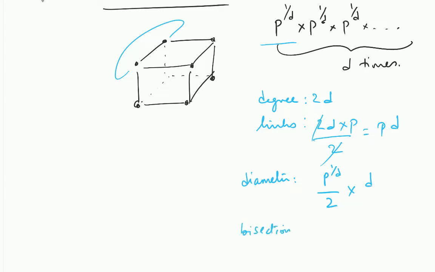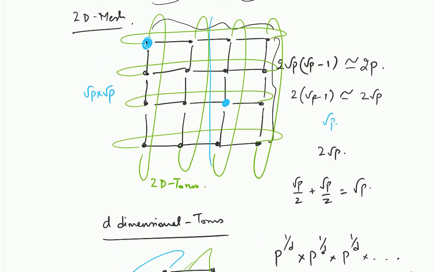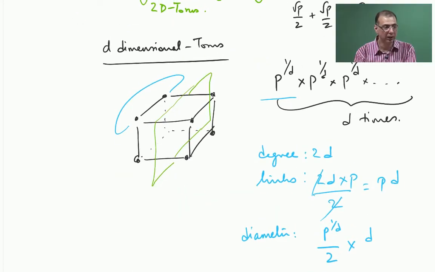And finally, bisection width. This is a little more tricky, so you have to be careful about this. How am I going to divide this network? For that, let's look at this cube. How am I going to divide this into 2 halves? So this is one way of dividing it. You take a plane and you cut it right down the middle. Is it clear? It's a plane. In 2D, we used a line to cut down the middle. In 3D, we had to use a plane, right? So how many links are crossing this?